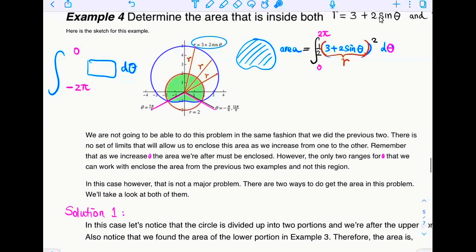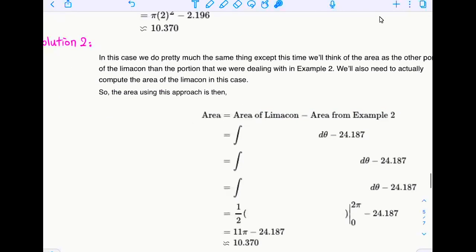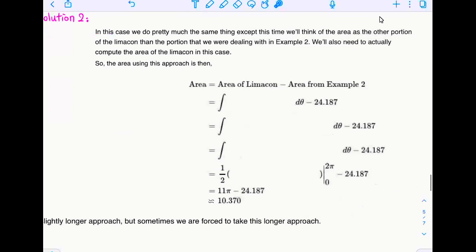Now we found the area for this whole lemon soil corresponds to this integral. Then we just need to use the result of this integral and subtract the y part right here. The y part we already calculated, I think in example 2. In example 2, we got this.